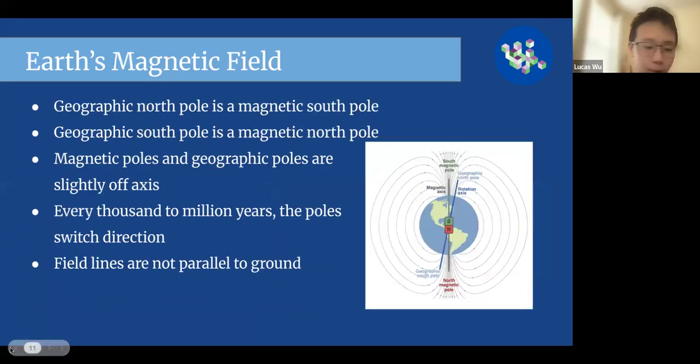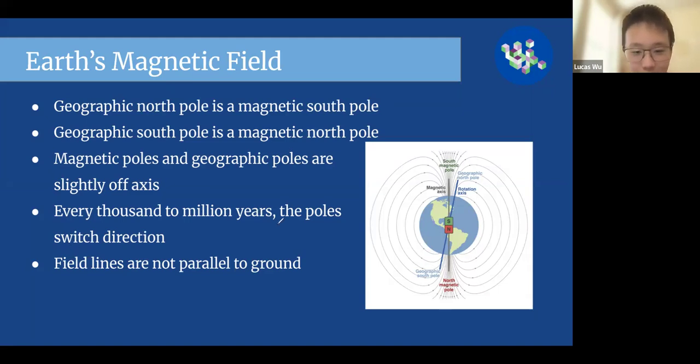Earth's magnetic field. What's interesting about Earth is that we have a north and a south, right? But if we're looking at the magnetic field, the geographic north pole is actually the magnetic south pole. And the geographic south pole is the magnetic north pole. And also the geographic poles and the magnetic poles are slightly off axis, so they're not exactly parallel to each other.